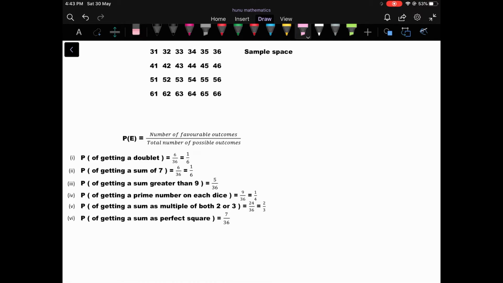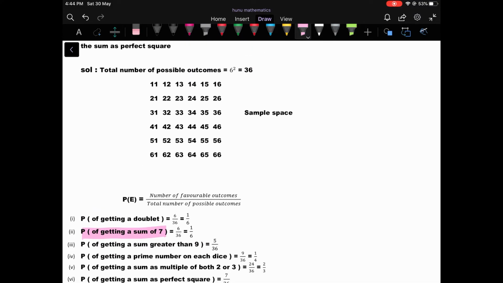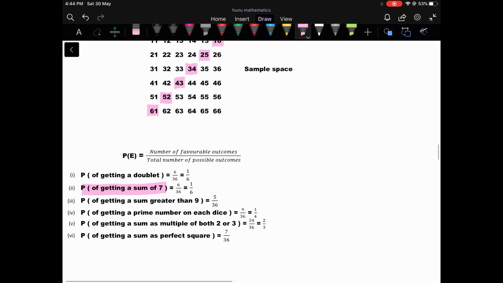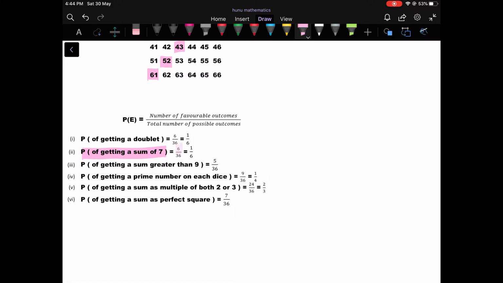Next, the probability of getting a sum of 7. Let's go back to the sample space and identify the sum as 7. 1 plus 6 gives us 7. 2 plus 5 gives us 7. 3 plus 4 is 7. 4 plus 3 is 7. 5 plus 2 is 7, and 6 plus 1 is 7. So we have 6 such favorable outcomes. So the probability is 6 by 36, which equals 1 by 6.